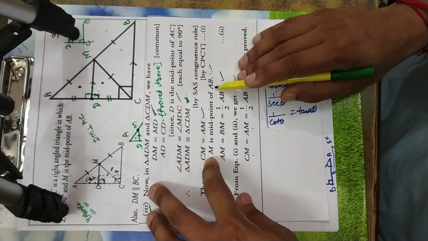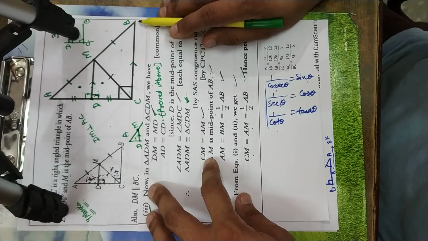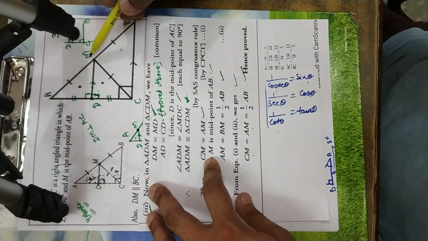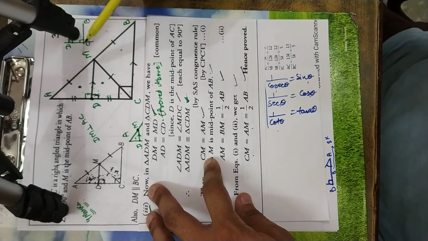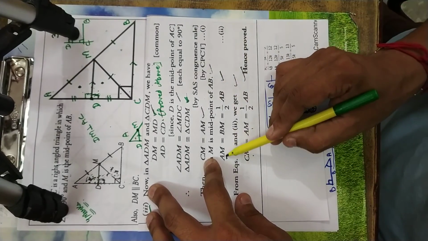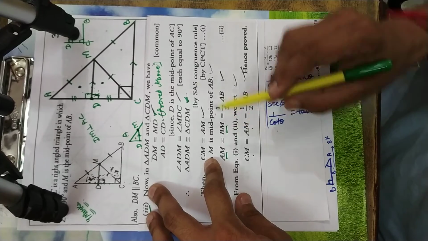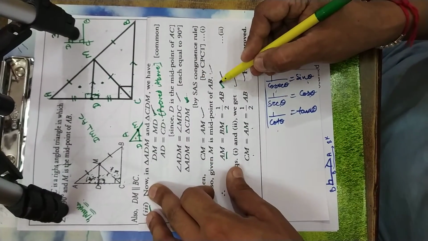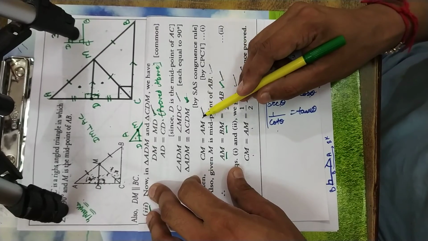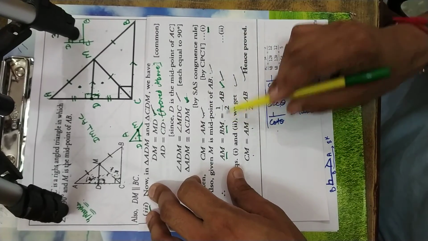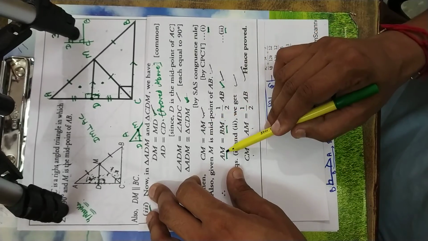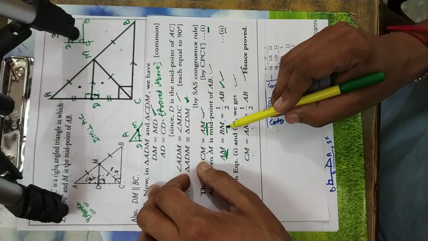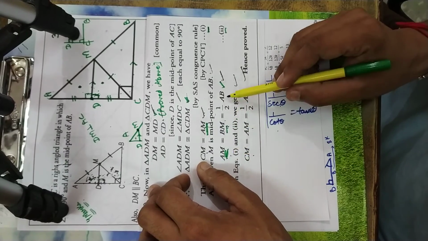Now see, M is a midpoint of AB. We know that M is a midpoint of AB. Therefore, the AM line and BM line are each half of AB. Now compare equation 1 and 2. This is equation number 1, this is equation number 2. Both are equal to AM. So CM equals BM equals AM equals half of AB.